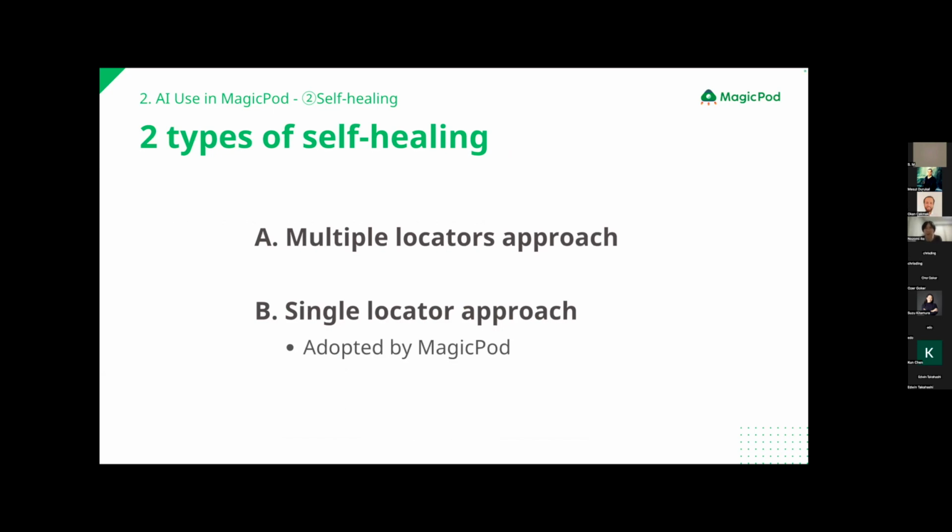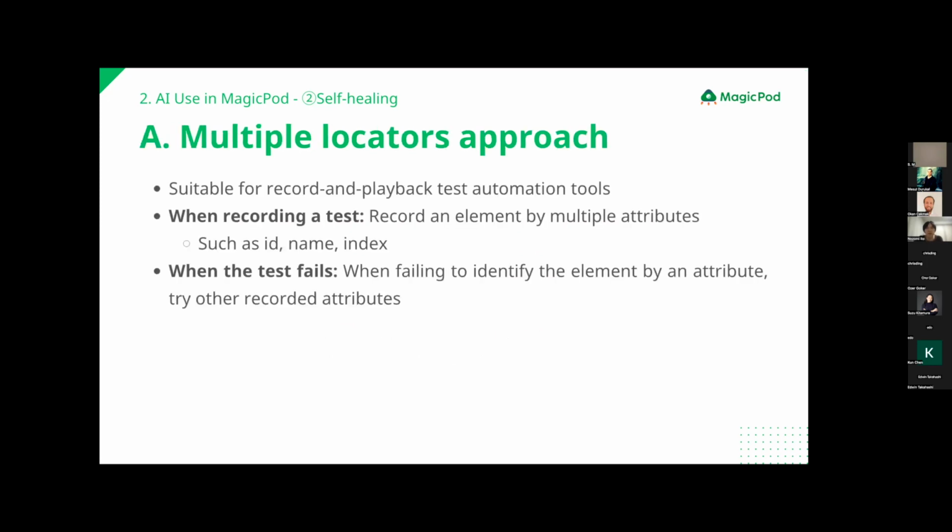And these are the two types of approaches of self-healing. This is actually an informal classification made by me. Anyway, I call the first approach the multiple locator approach, and the second approach the single locator approach. And MagicPod uses this single locator approach. I'll first explain the multiple locators approach. It is suitable for record and playback tools. And it works like this.